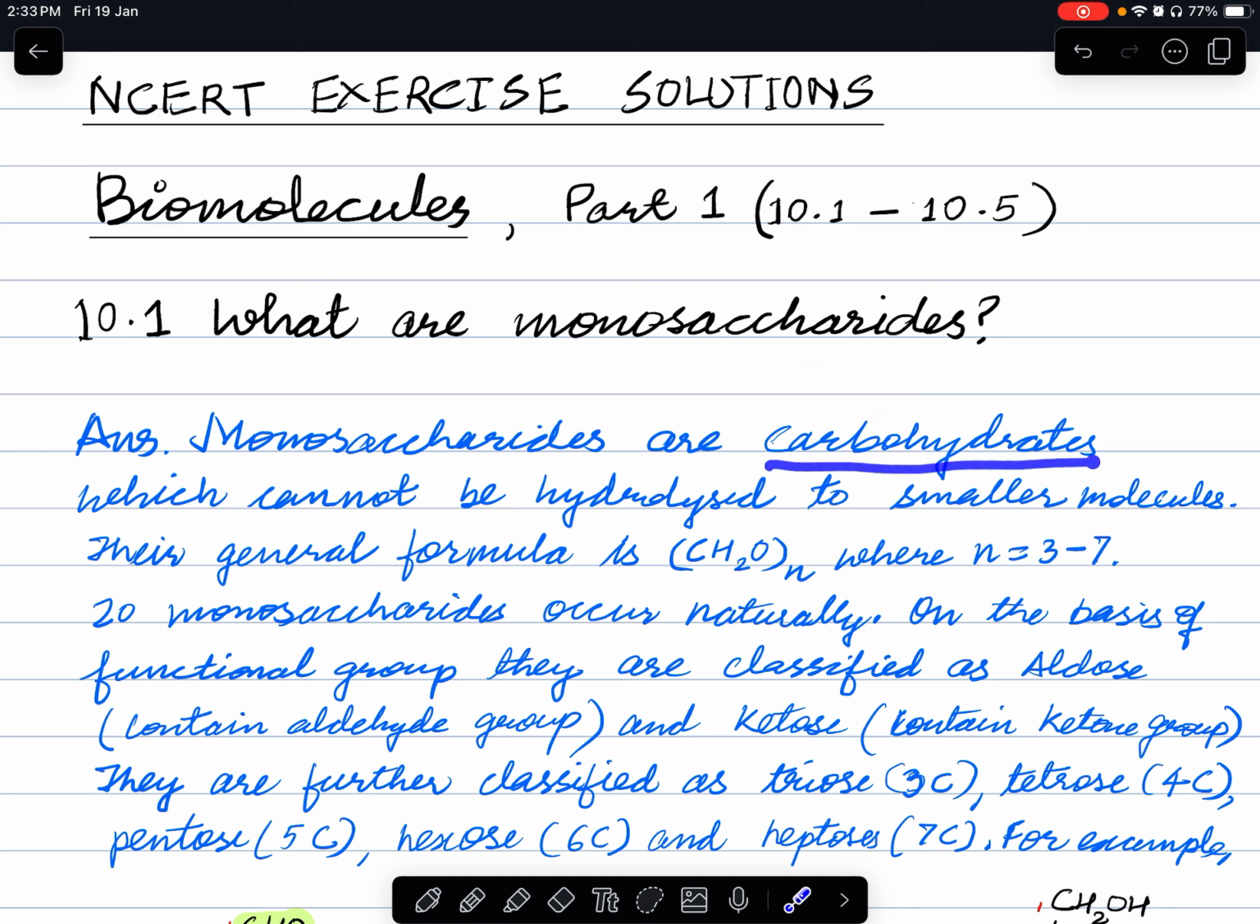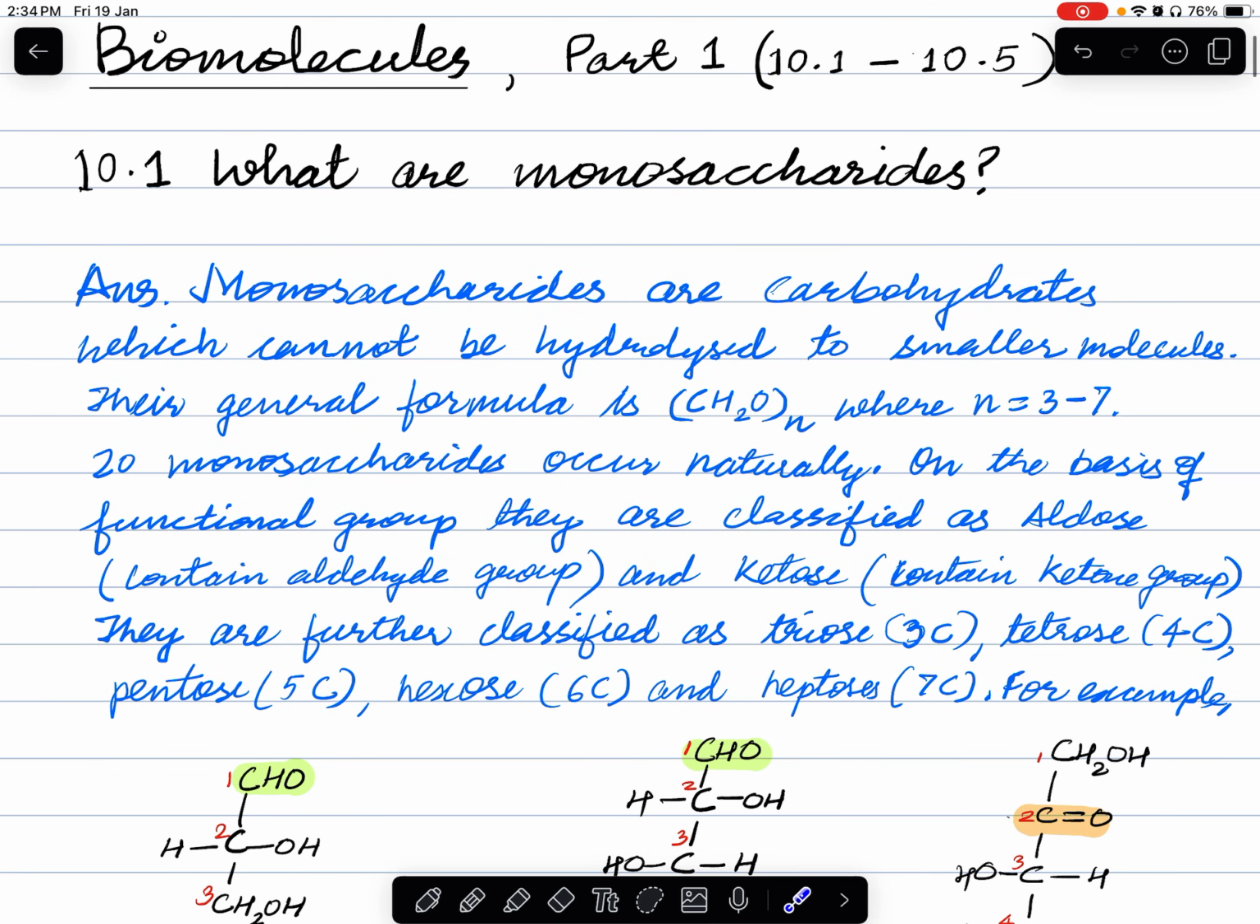So all those carbohydrates which contain a single sugar molecule are called monosaccharides, and these monosaccharides cannot be hydrolyzed to smaller molecules. This is their general formula, where n stands for 3 to 7, and naturally we have 20 types of monosaccharides. Now these monosaccharides are classified on different bases. First on the basis of functional group, and they are also classified on the basis of number of carbon atoms.